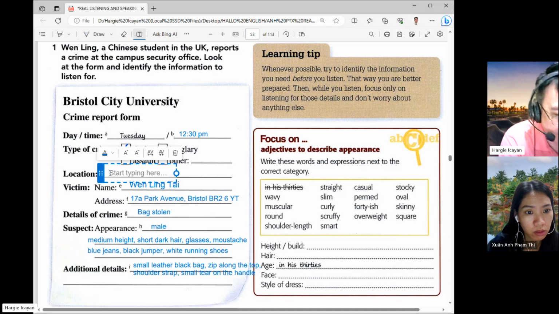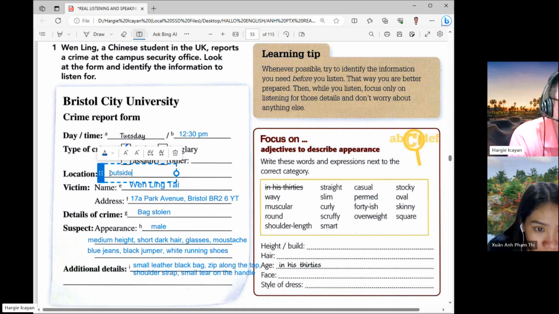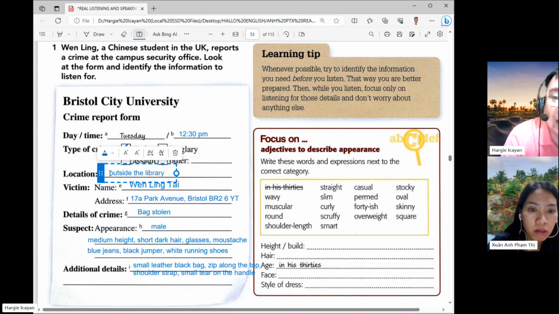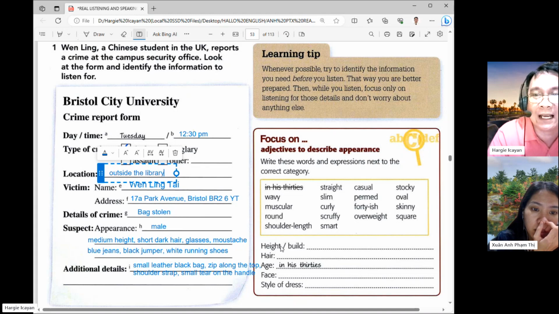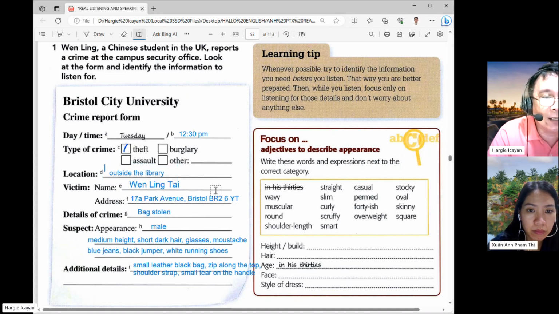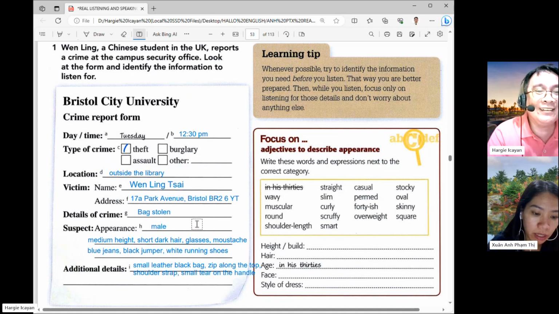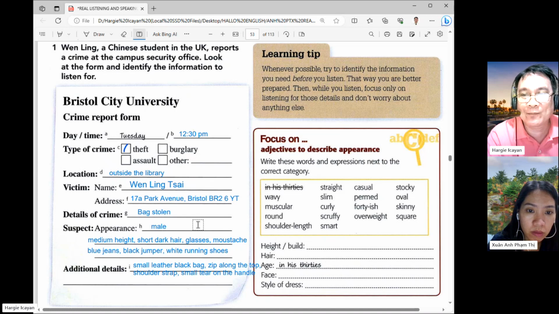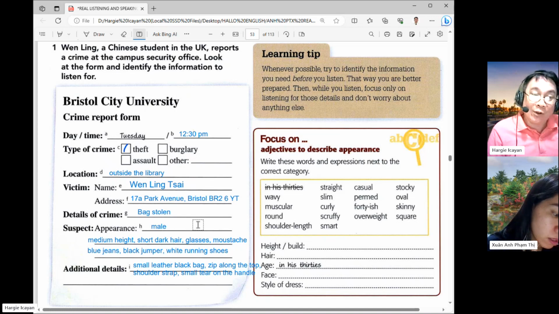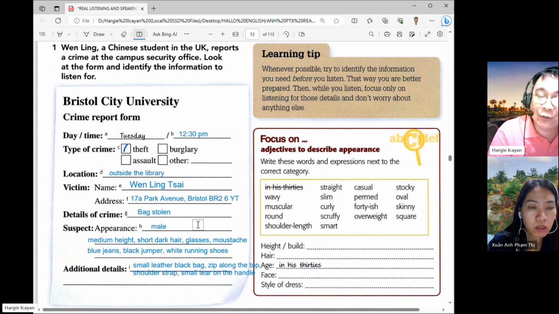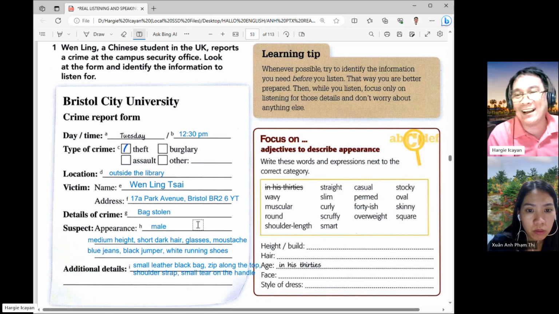School. Okay, outside the library, right? Okay, when she was outside the library. This is not Thai, but it's Chai. So when Ling Chai, okay? Okay, so we were able now to fill in the information needed, Anne, right?